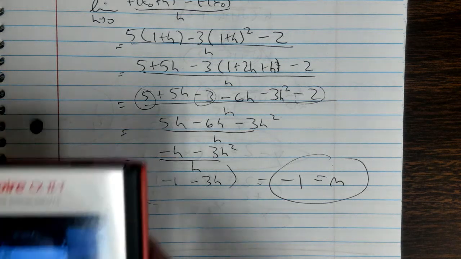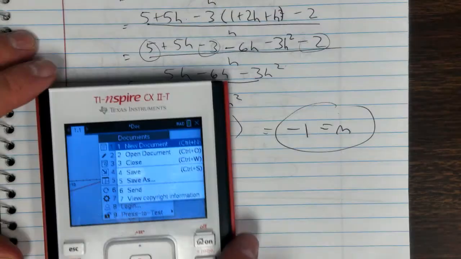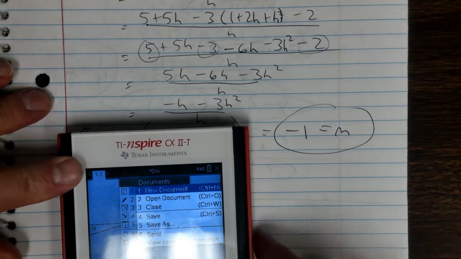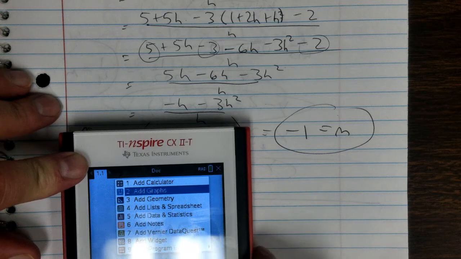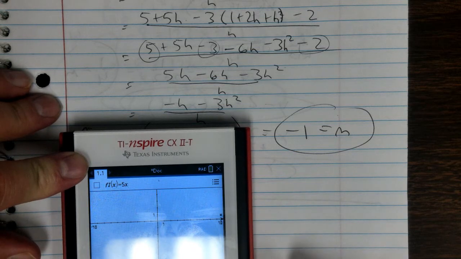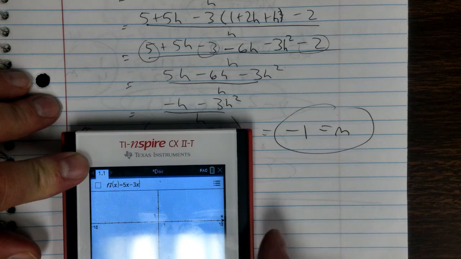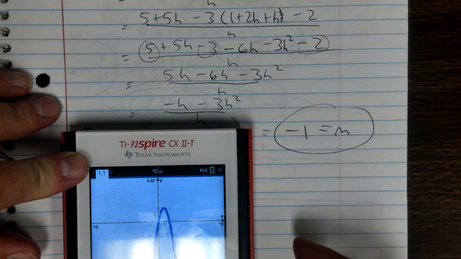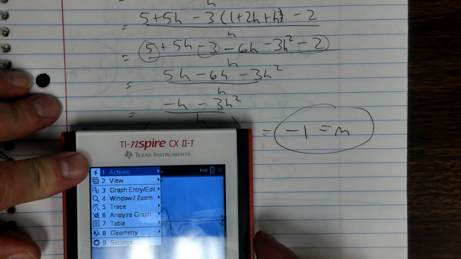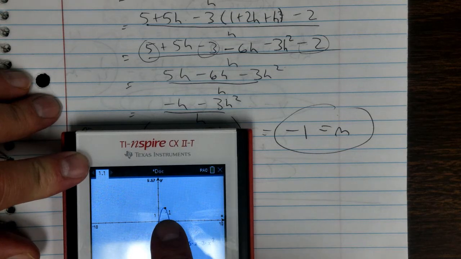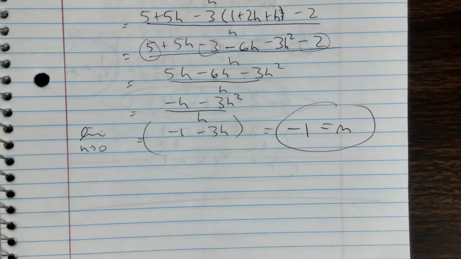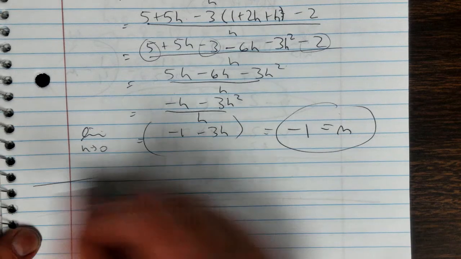Again, you still could do your graph. So if you do 5x minus 3x squared and then do your menu, analyze dy dx and put in 1, then your answer is negative 1. So it's right there. Okay.